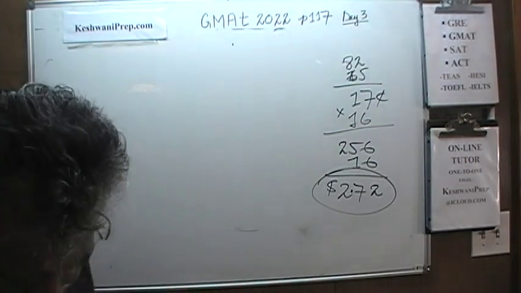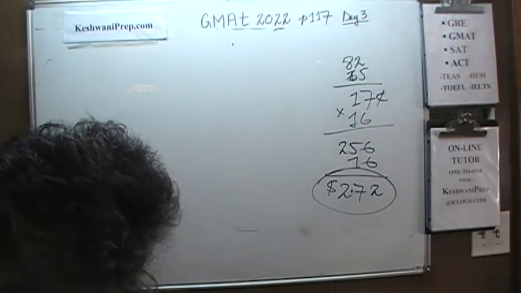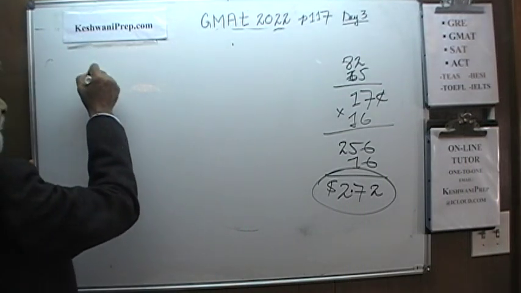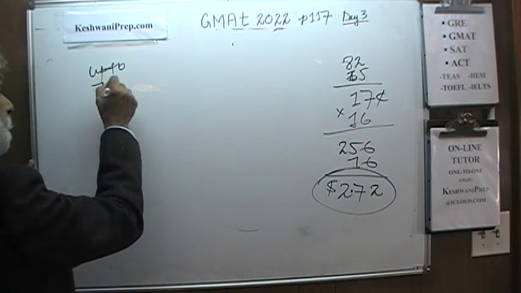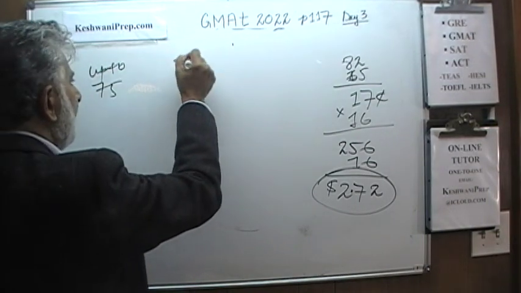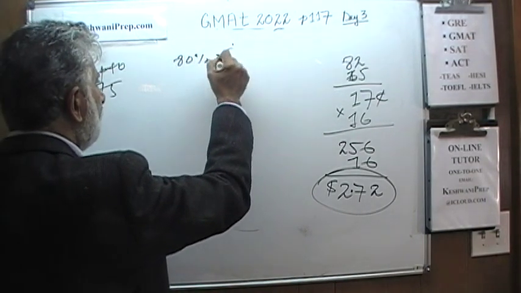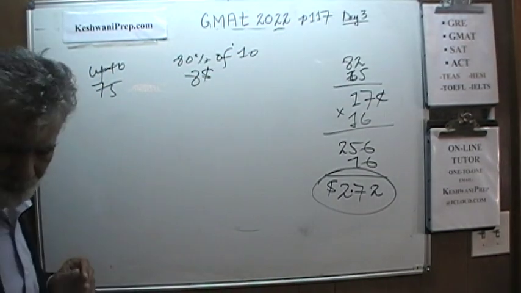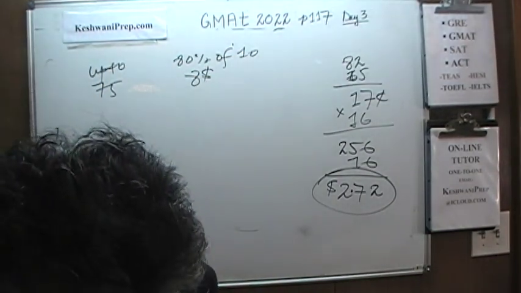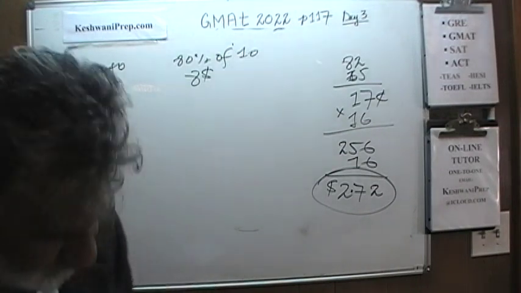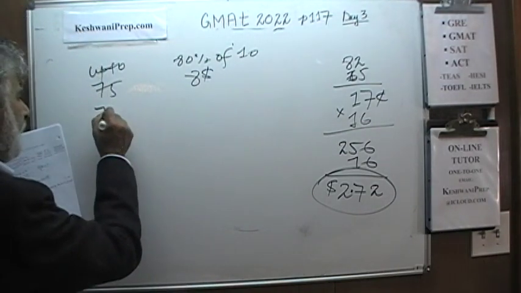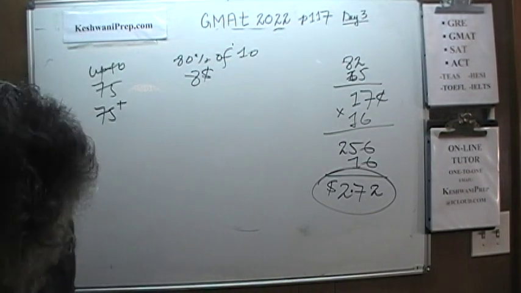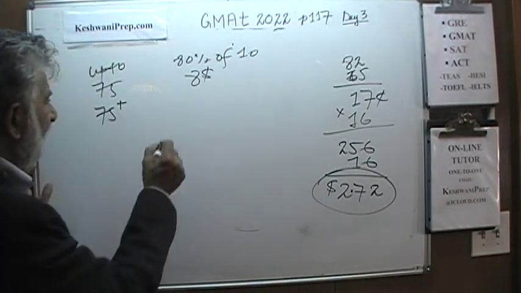It says up to 75 messages, we're going to pay 80% of $10. That's just an annoying way of saying that we pay $8. I don't know why they have to be so cute. Anything above 75, we're going to end up paying about 6.5 cents.